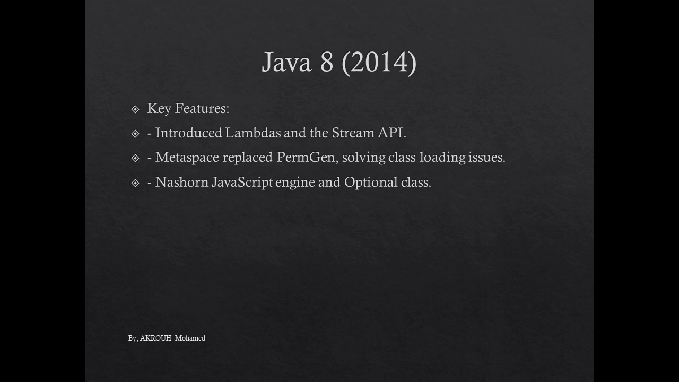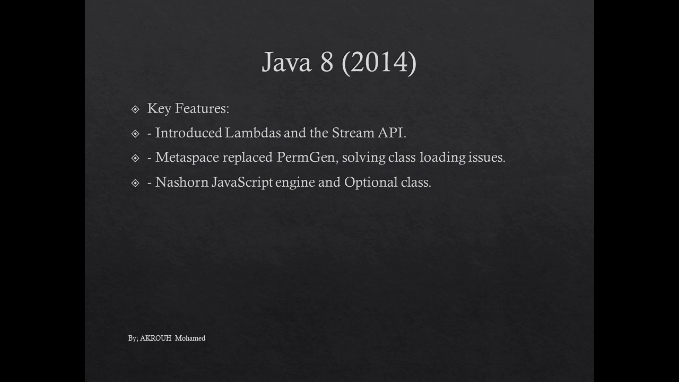Let's start with Java 8, released in 2014. This version was a milestone in the Java ecosystem, introducing key features like lambdas and the Stream API, which transformed how Java developers write functional-style code.